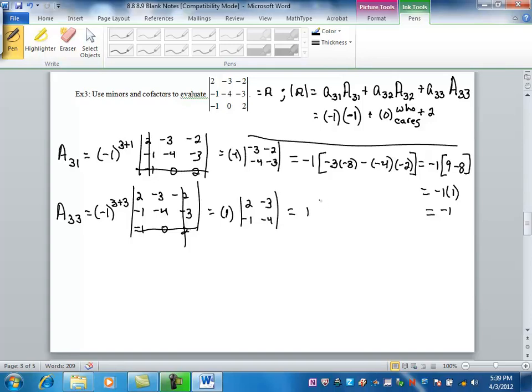So we've got 1 times 2 times negative 4 minus negative 1 times negative 3. Well, this gives me 1 times negative 4 minus 3, which is negative 7. So negative 1 times negative 7 gives us a positive 7. So this is 2 times 7. 1 plus 14 is 15, and that is our determinant of the matrix A.